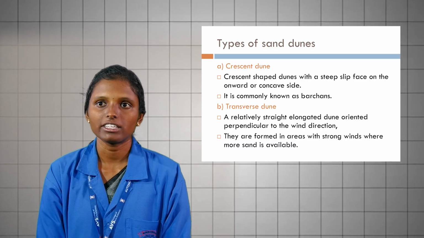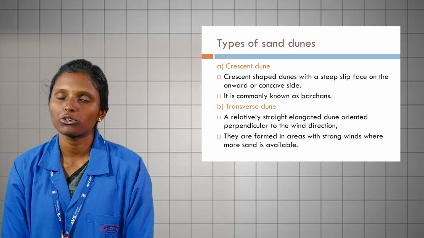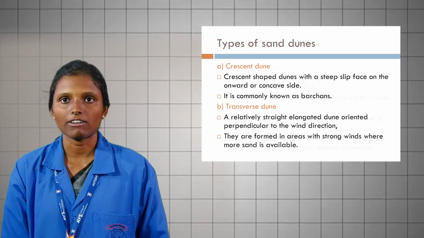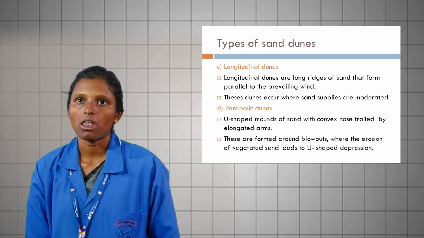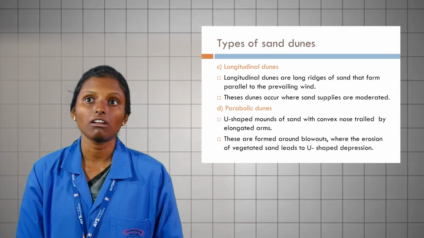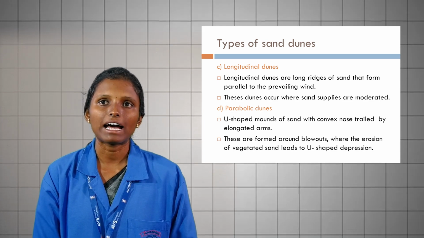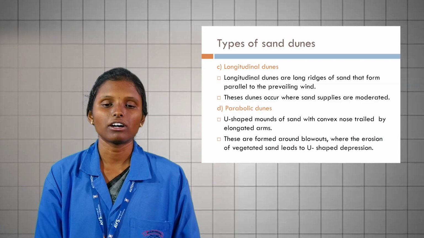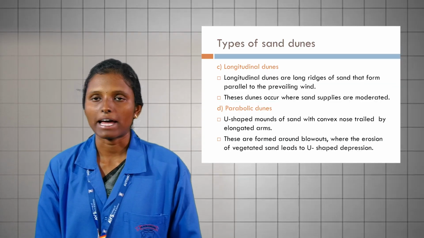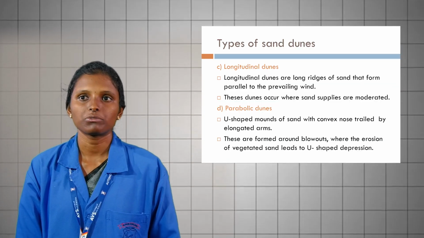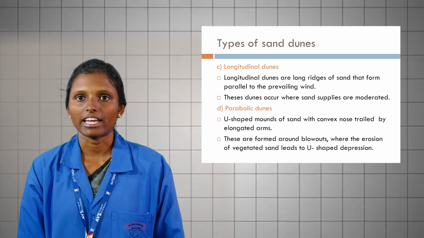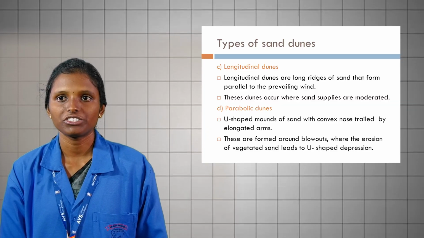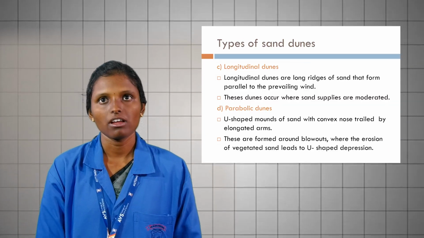And then the next one is transverse dunes. A relatively straight elongated dune oriented perpendicular to the wind direction. They are formed in areas with strong winds where more sand is available. And the next one is longitudinal dunes. Longitudinal dunes are long ridges of sand that form parallel to the prevailing wind. These dunes occur where sand supplies are moderate. And then the next one is parabolic dune. It is a U-shaped mound of sand with a convex nose trailed by elongated arms. These are formed around blowouts where the erosion of vegetated sand leads to a U-shaped depression.